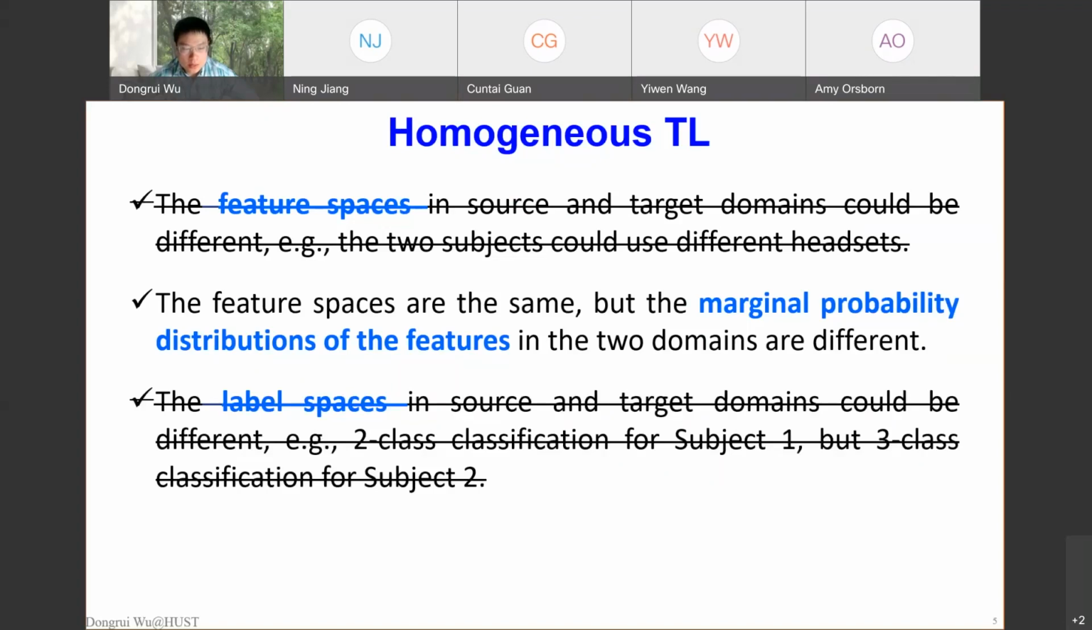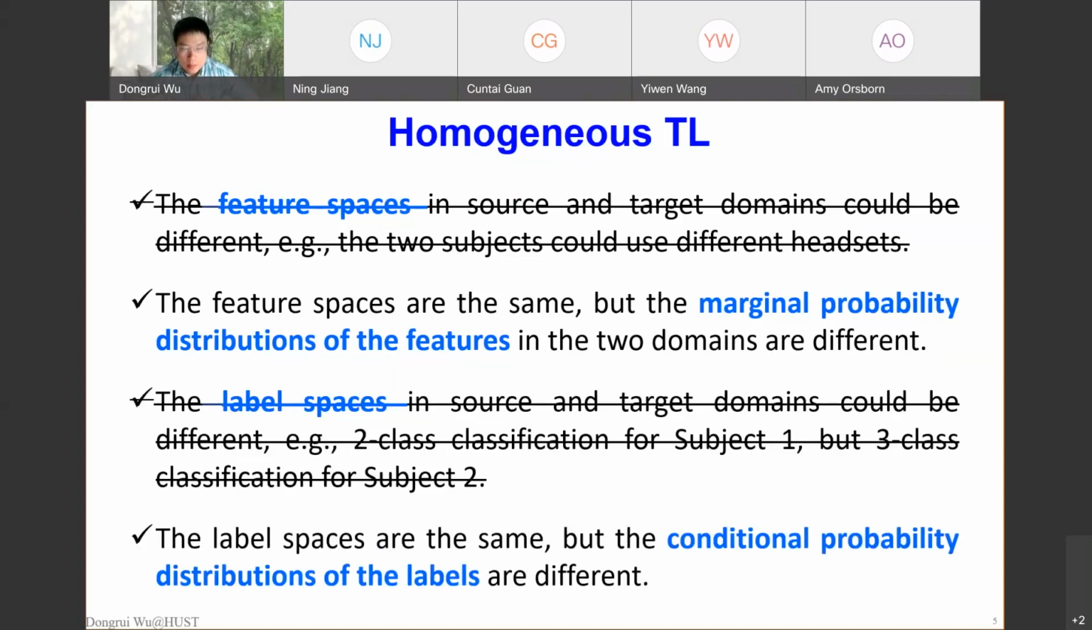The third challenge, we can also remove in homogeneous transfer learning. That is, we can force the label spaces in the two domains to be the same in our experimental design. But the fourth challenge still remains. That is, the conditional probability distribution of the labels are different. And this is again due to individual differences.